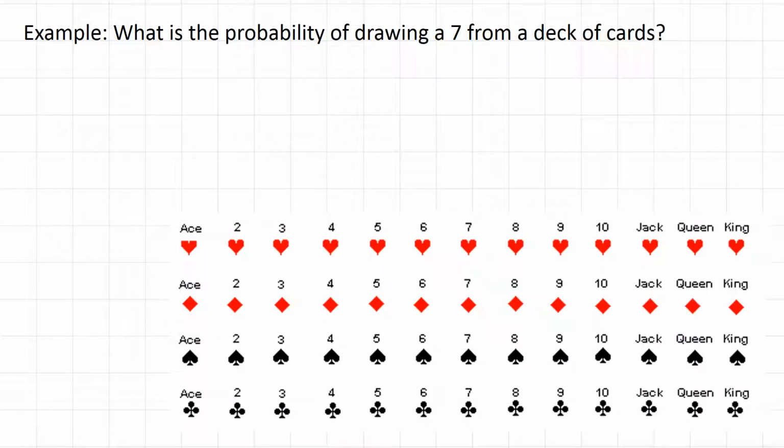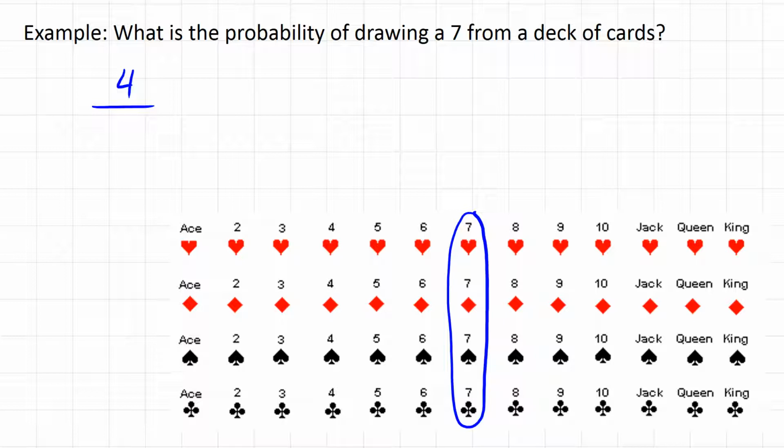So we have a deck of cards. What's the probability of drawing a 7? Well, here we have a really handy graphic that shows all the cards in a deck. And how many 7s are there? Well, there's 1 7 for each of the 4 suits. So there's 4 possible outcomes that we're happy with. And how many cards are in a deck?